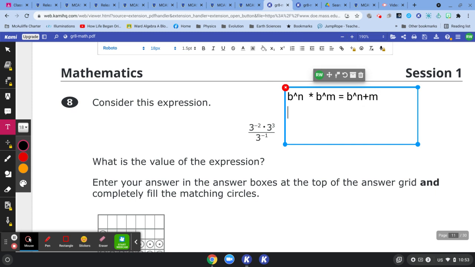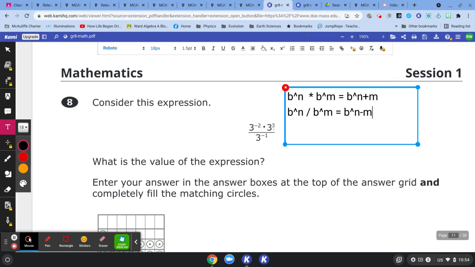And if I have b to the n divided by b to the m power, that's just the same as taking m factors of b away from n factors of b. So that'll be b to the n minus m power. So you subtract when you're dividing. If you have the same base, you can subtract the exponents. If you have the same base and you're multiplying, you can add the exponents.